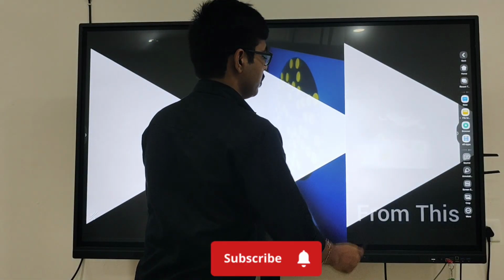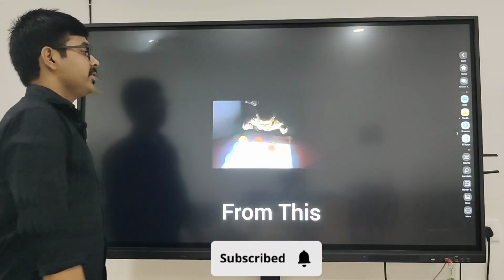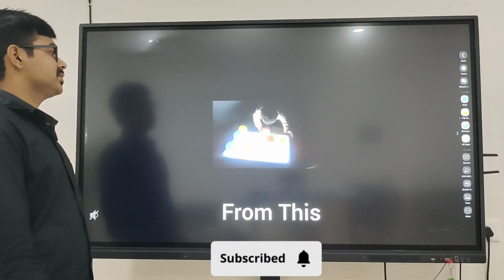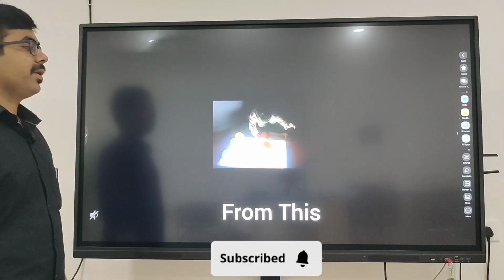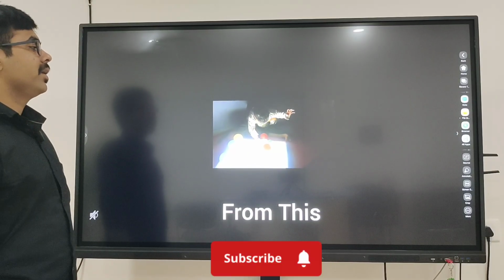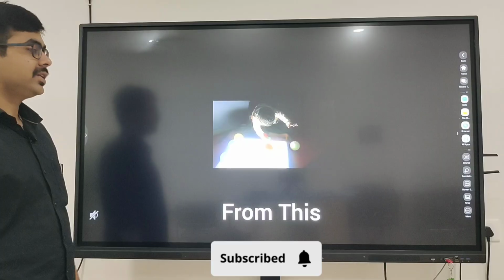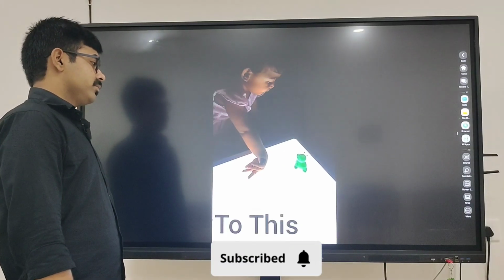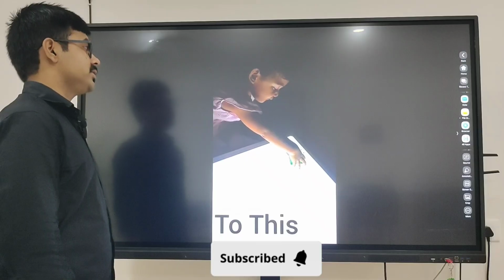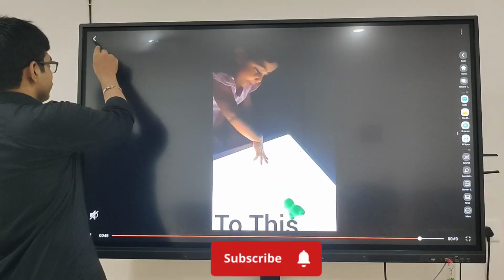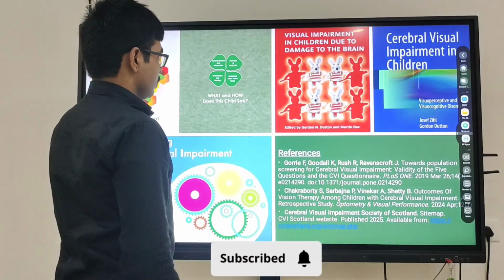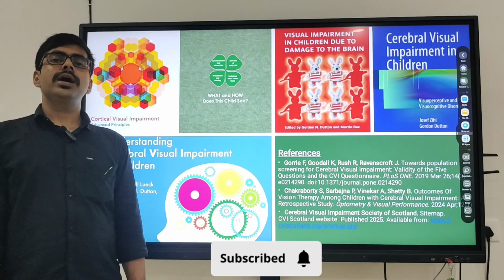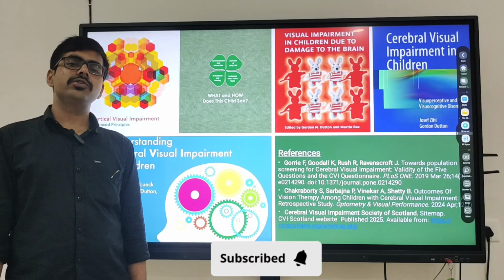Now, whenever we started the therapy for this child I presented in the case, reaching was very inappropriate, but after the therapy we see a huge change in her reaching. See, this is the post-therapy change. So these are my references. I think you all got a brief knowledge about cerebral visual impairment.